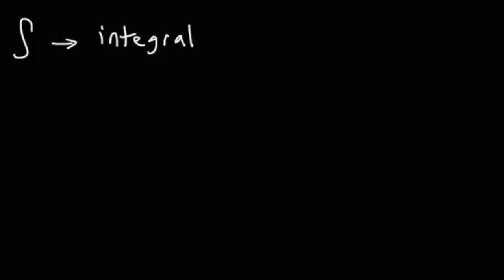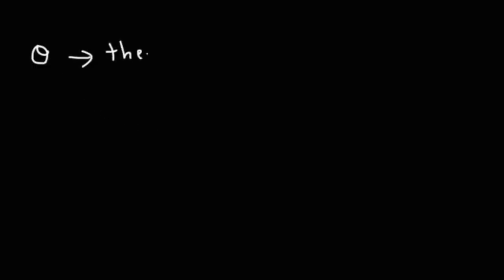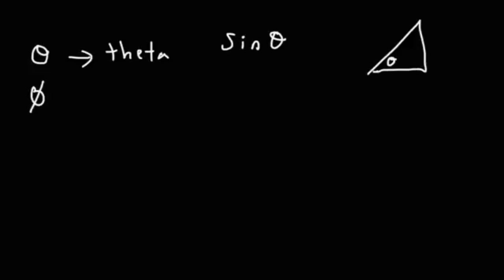It's associated with accumulation, but that's a topic for another day. Now, let's move on to angles. So this is a very common angle you'll see. This angle is theta. So think of sine theta or cosine theta. Or if you have a triangle, the angle in the triangle will be theta. Now there's another angle, which is typically complementary to theta, and this is phi.